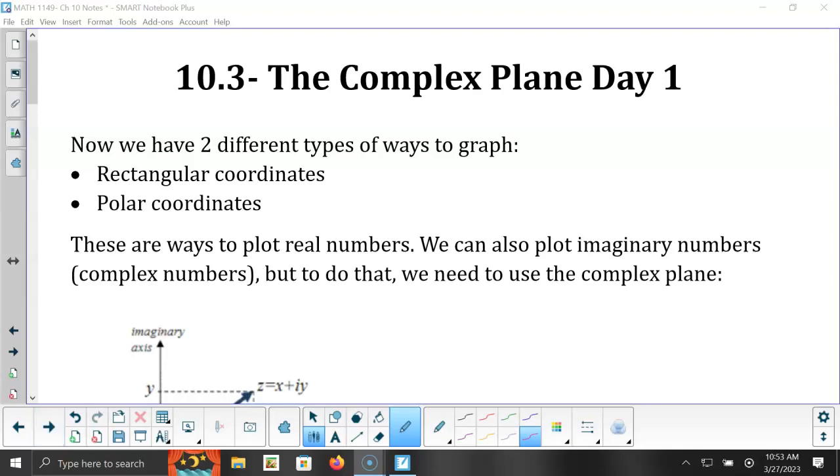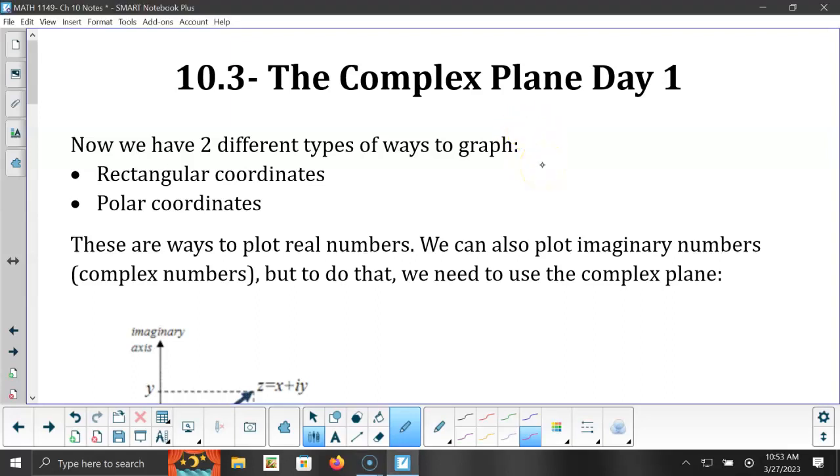plane. So we're going to be dealing with complex numbers. There's going to be a lot of stuff, definition-wise, that you may not need to write. I would probably not write this part. Actually, I might not write this whole thing, just because it's going over different ways to graph.